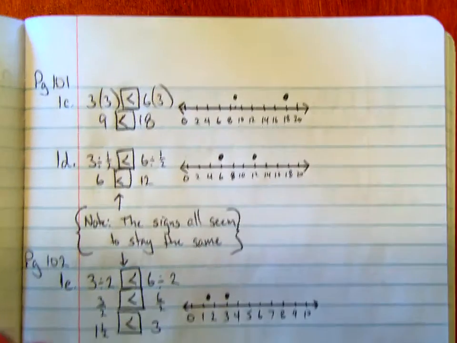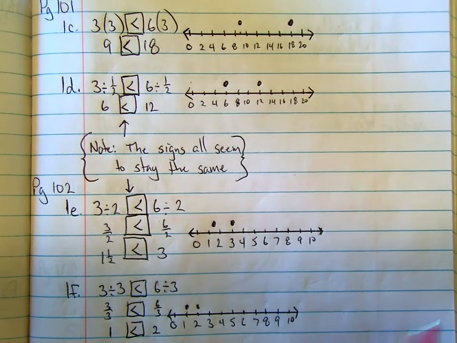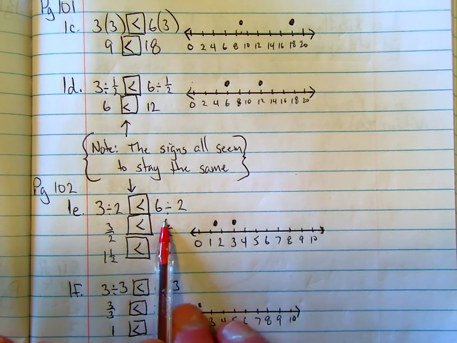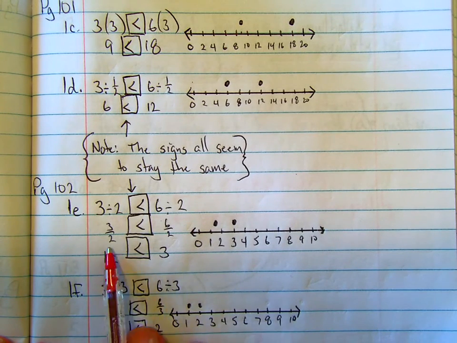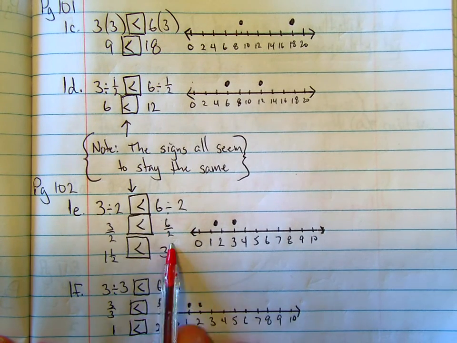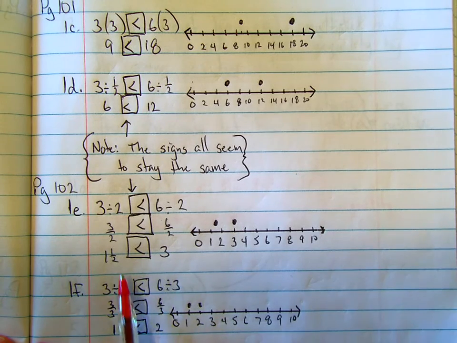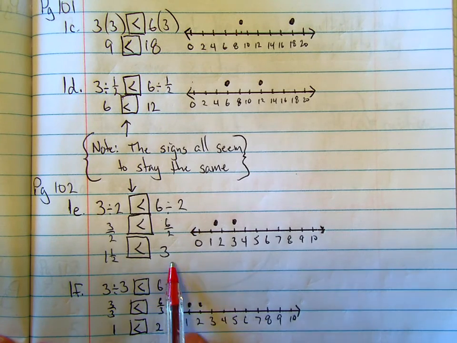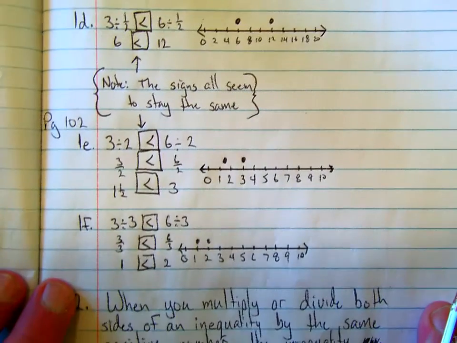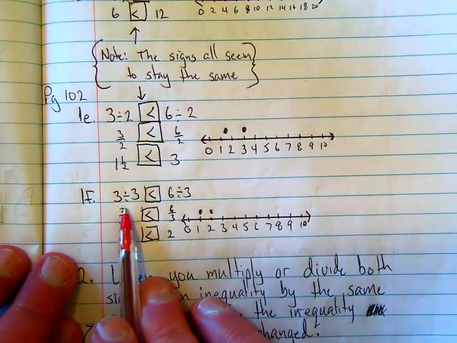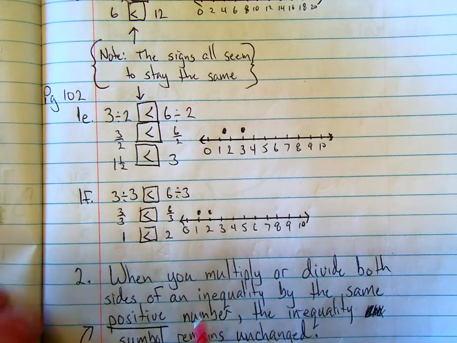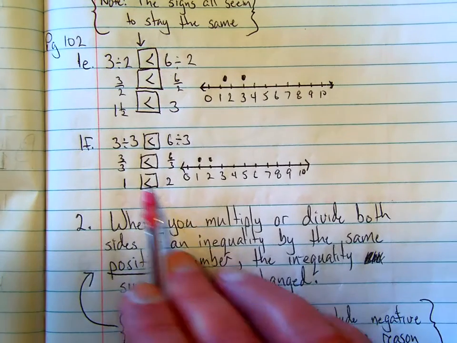And again, notice all the signs stayed the same. Page 102, 1E, divide by 2. And so I showed it as an improper fraction, and then I showed it as a mixed number or whole number. Divide by 3. And again, nothing has changed. The sign is not changing.